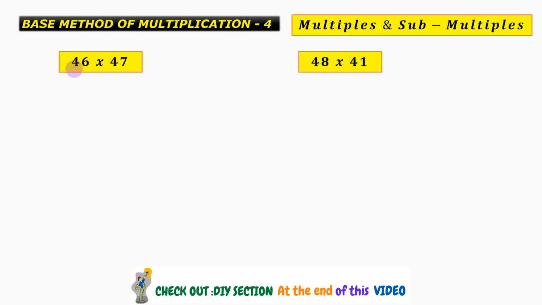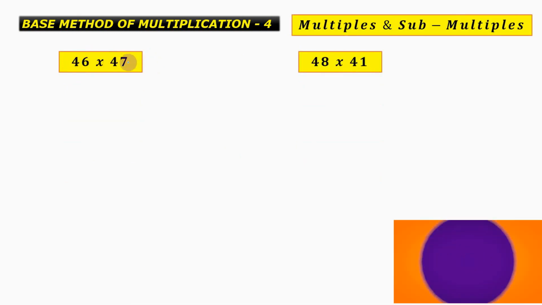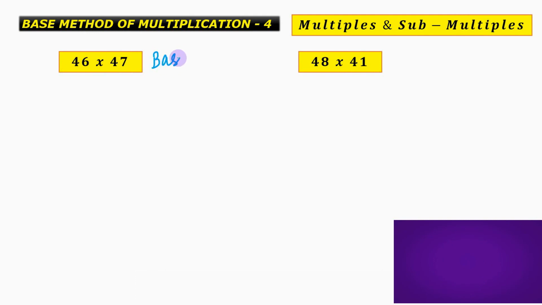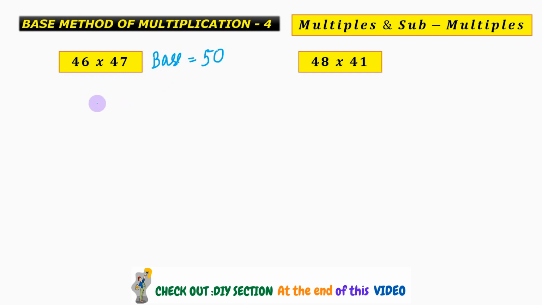The first question is 46 into 47. These two numbers are closest to 50, and hence we will take the base equal to 50. Please pay attention because initially we will be learning a few steps which are different from what we have already covered in the previous classes. Now we have 46. 46 is 4 less than 50, so we write minus 4. 47 is 3 less than 50, so we write minus 3.